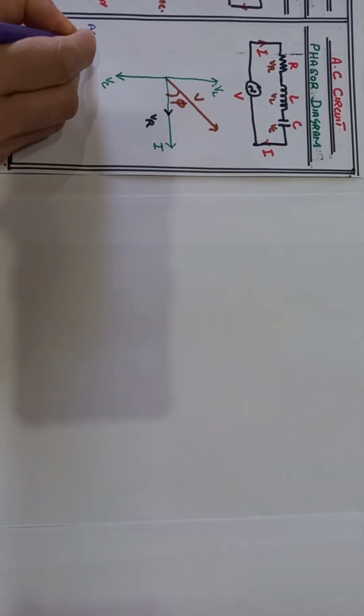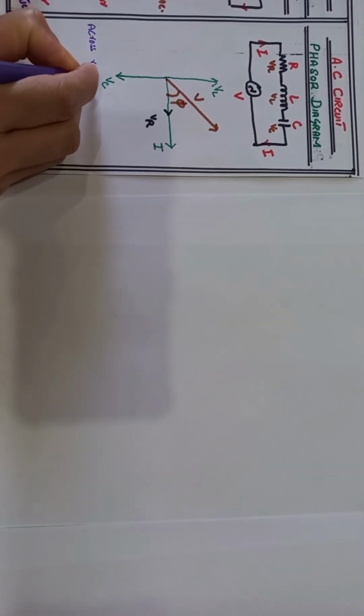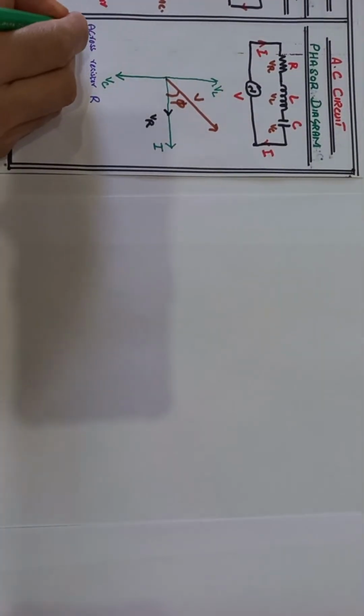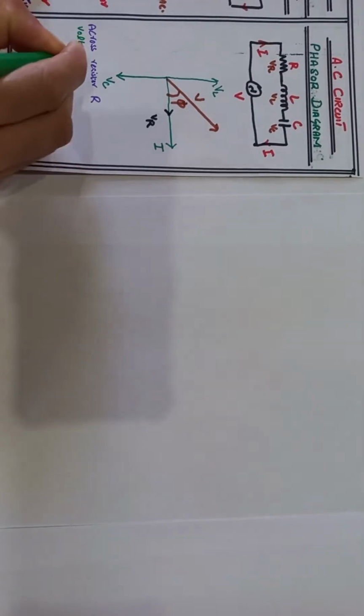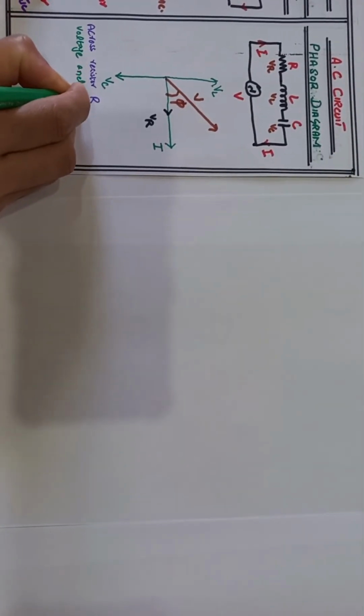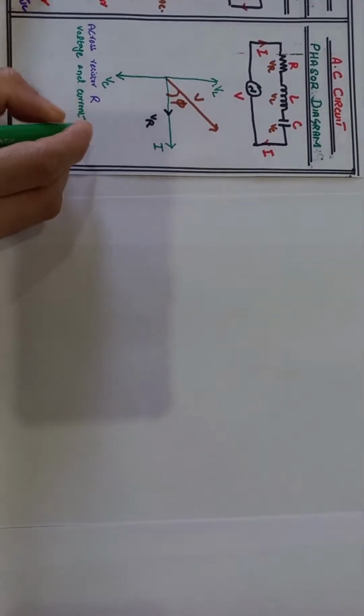across the resistor R, in this case voltage and current are in phase. Voltage and current are in phase.